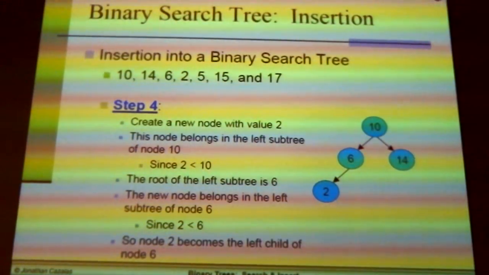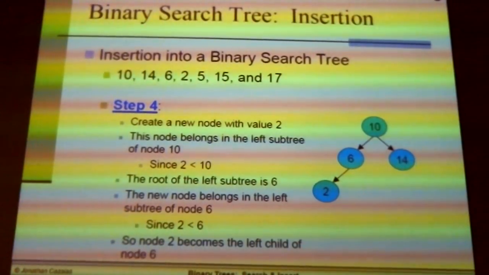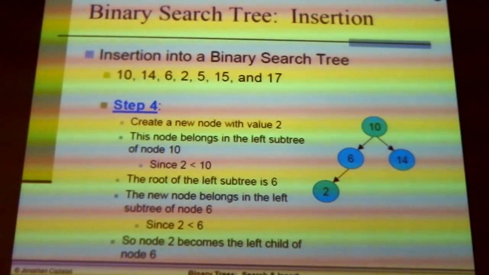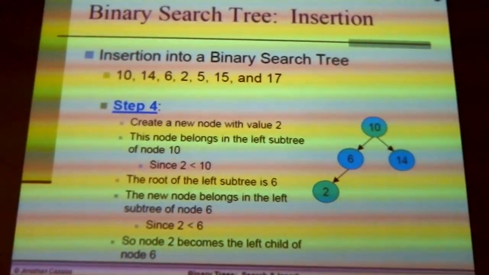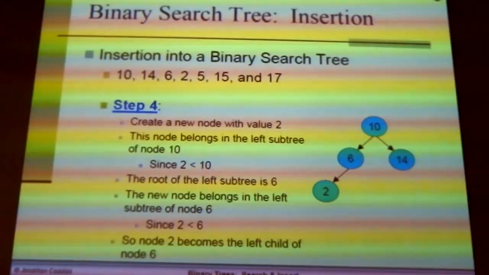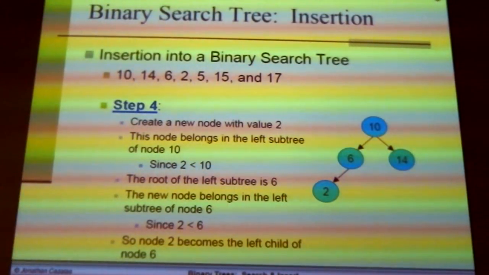Before we set up our pointers, we want to check to see if 6 has a left already established, if its left is equal to null or not. If it's equal to null, we know we found the leftmost node in our binary search tree, so we know we can just throw our 2 right there. If there was another value, we would keep going.